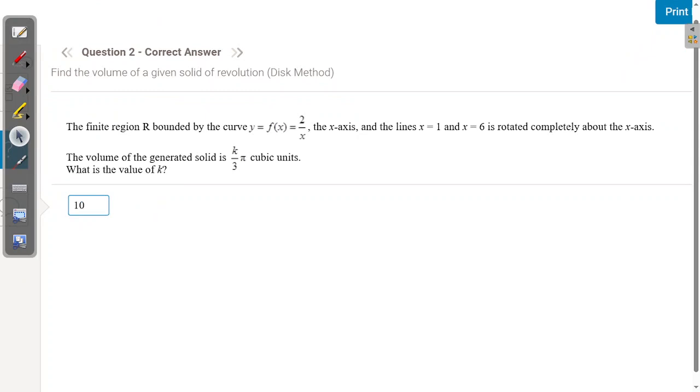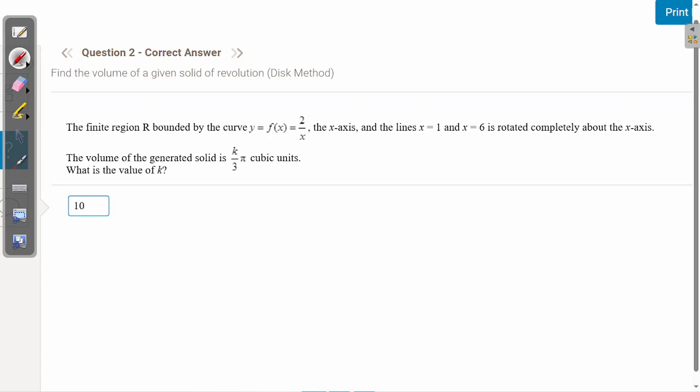The finite region R bounded by the curve 2 over x, the x-axis, and the lines x equals 1 and x equals 6 is rotated completely about the x-axis. The volume of the generated solid is k over 3 pi cubic units. What's the value of k?